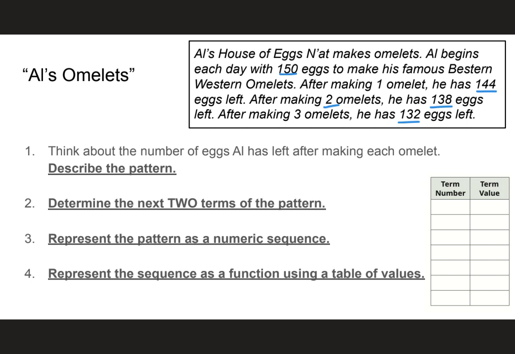Describe the pattern. So let's just list out the first few numbers. So starting at 150, actually let's do it down here. 150, then he has 144, then he has 138, then he has 132. So if we look, we can see that this is decreasing, and it seems like each omelet he makes, it decreases by 6. So there are 6 less eggs after making each omelet.